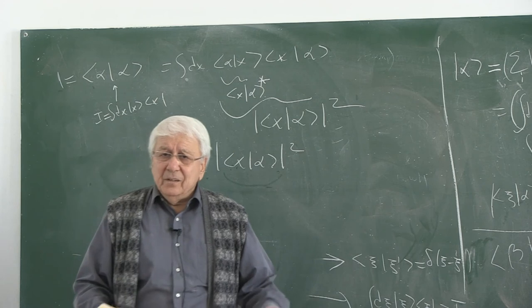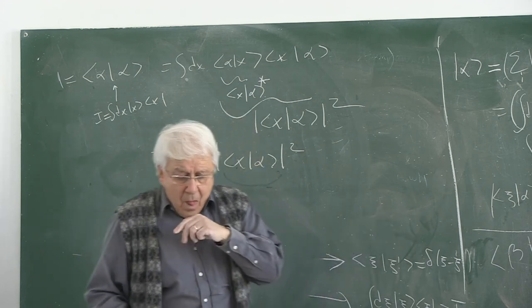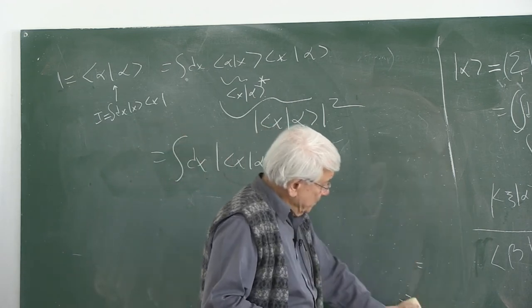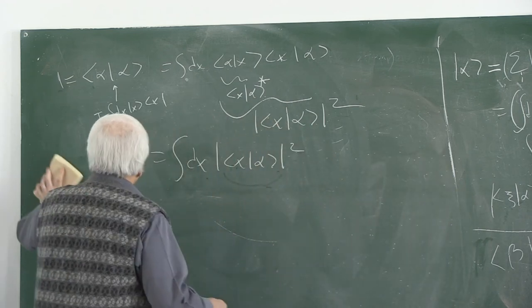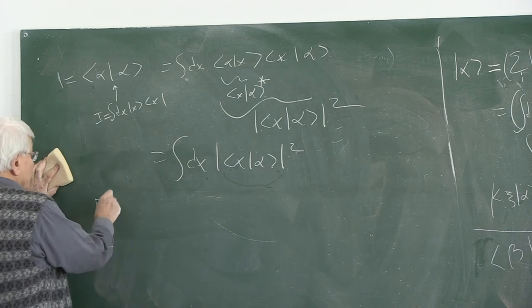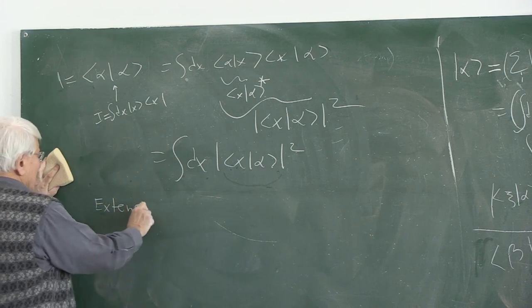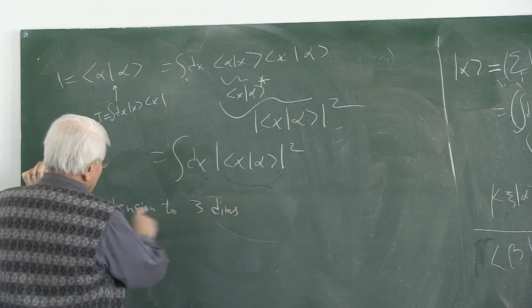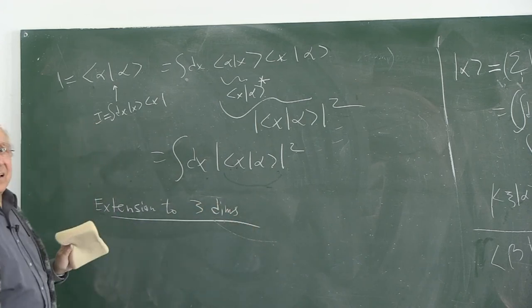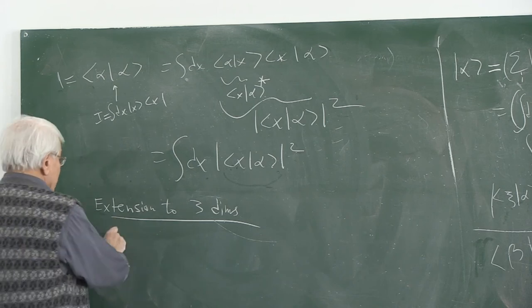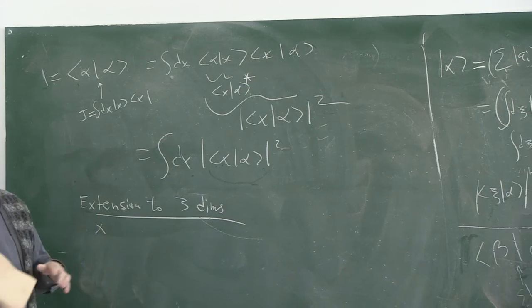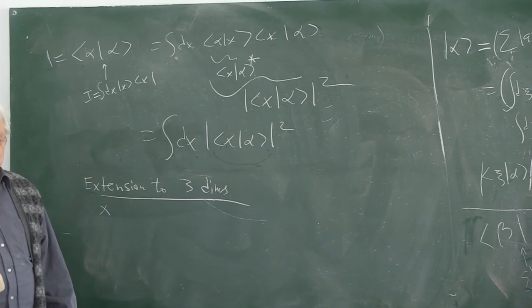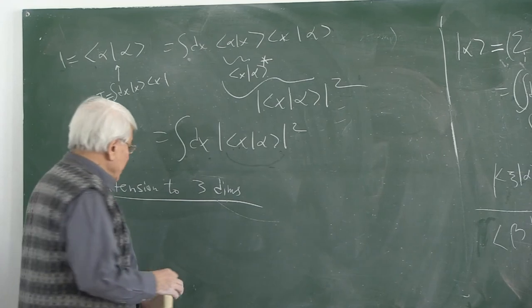Now if we extend this to three dimensions, here x was a single variable, we were living on a line, say a one-dimensional world, from minus infinity to plus infinity.